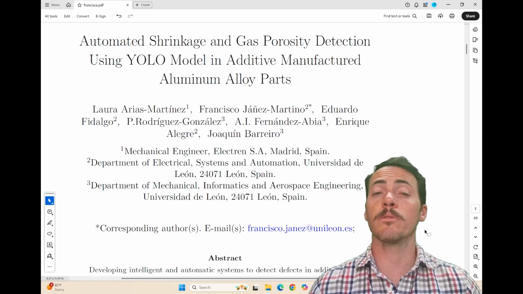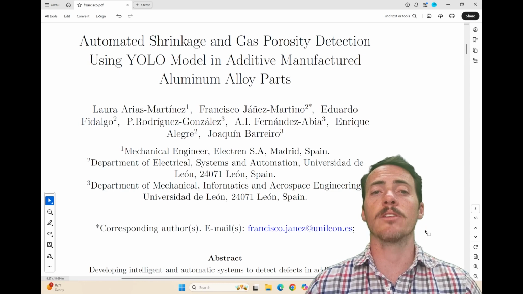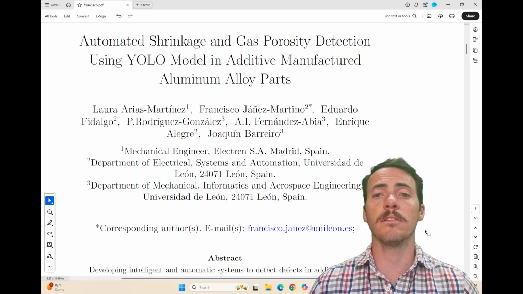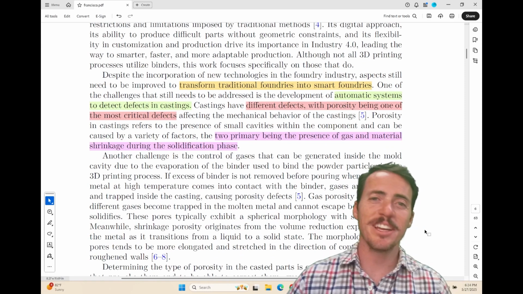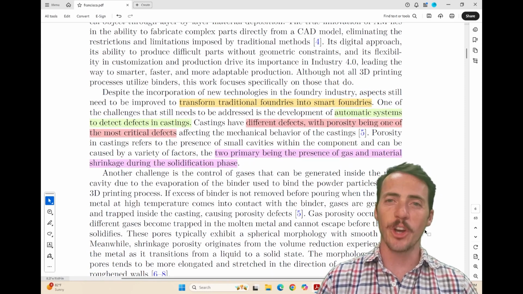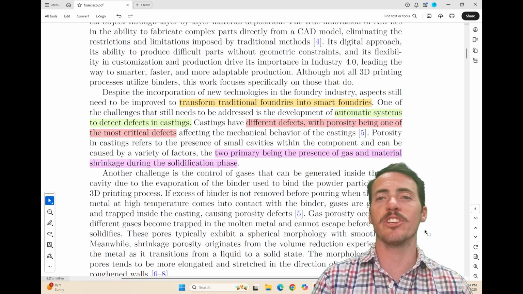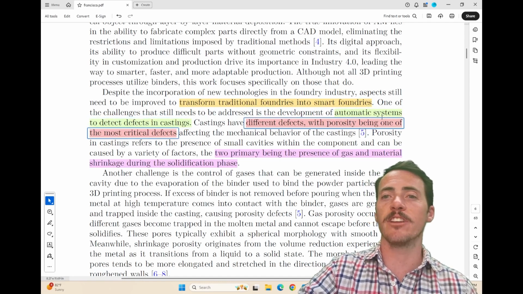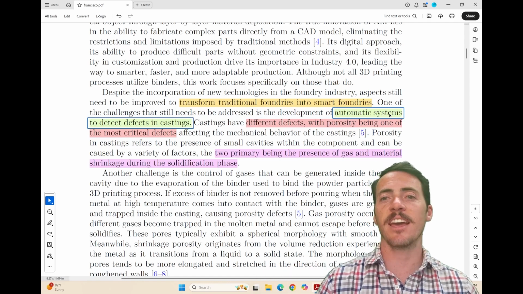Now, this work comes to us from lead author Laura Arias-Martínez at Alegre in Spain, and corresponding author Francisco Jáñez-Martino at Universidad de León. Now, the authors point out that the metals industry is a bit behind in approaching Industry 4.0, and they have the goal of transforming these traditional foundries into smart foundries. And part of that is going to be having automatic systems to detect defects in castings.